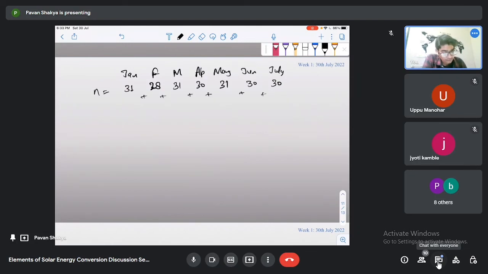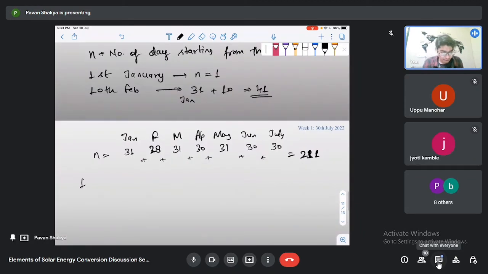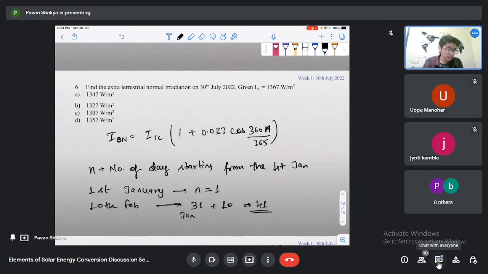So the sum will be around 211. Okay. So if we put this value in this formula, I_ON equals I_SC, the I_SC value is also given as 1367.